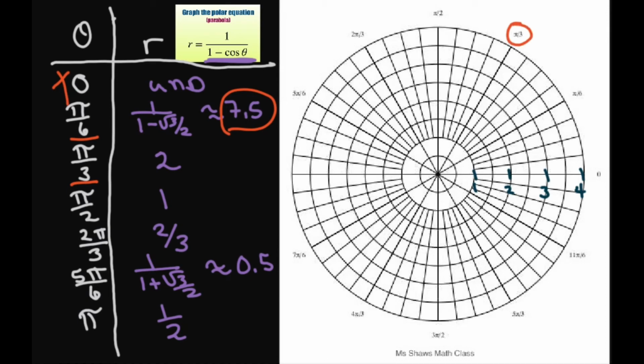At pi divided by 3, we're at 2. So that's 1, 2, right there. And then at pi divided by 2, we're at 1. At 2 pi divided by 3, we're at 2/3, which is a little less than 1. I'm just estimating. At 5 pi divided by 6, we're at 1/2, which would be there.